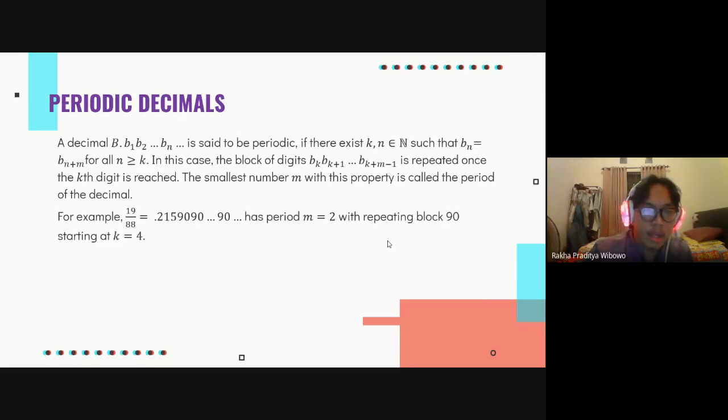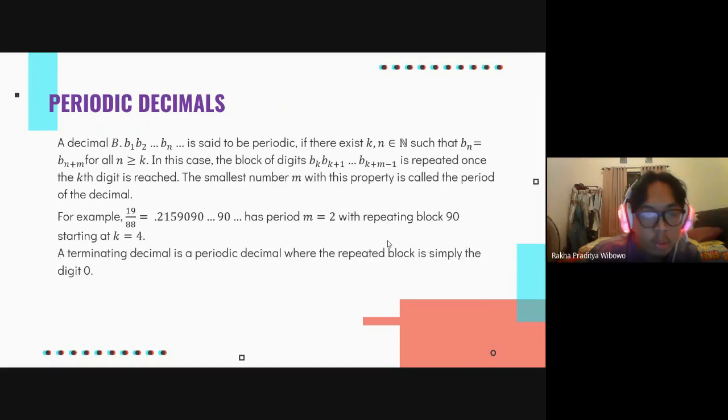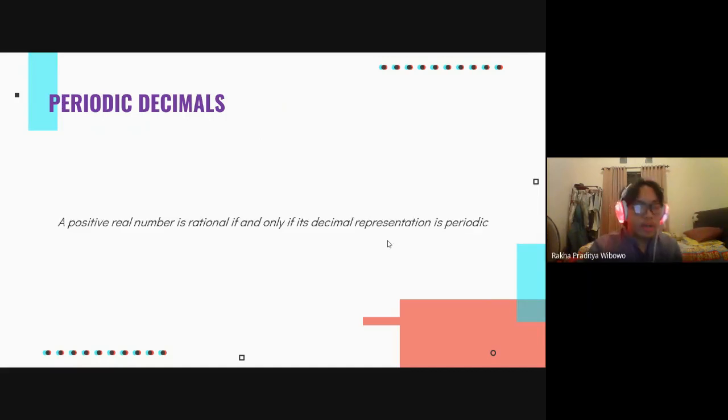For example, 19 over 88 is equal to 0.215909090... and so on, with period m equals 2 and repeat block 90 starting at k equals 4. A terminating decimal is a periodic decimal where the repeat block is simply the digit 0. Here, a positive real number is rational if and only if its decimal representation is periodic.